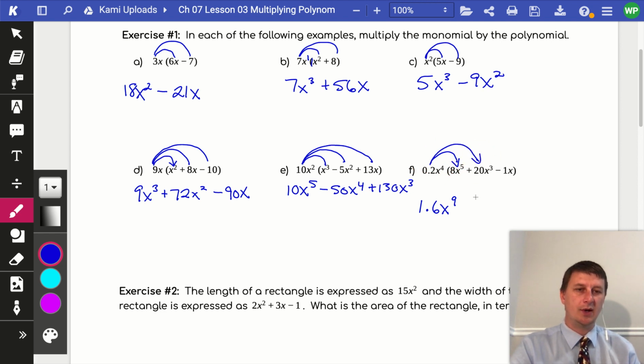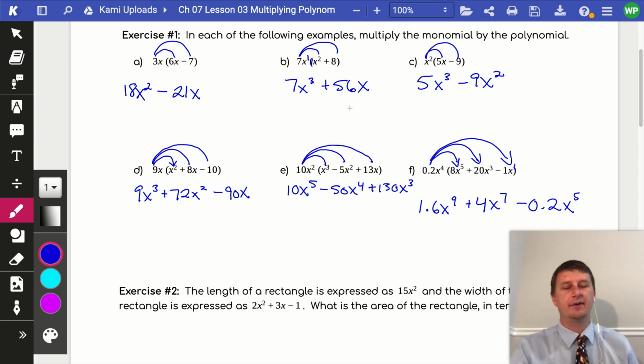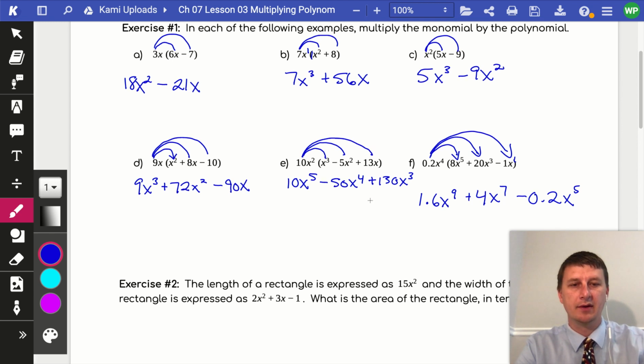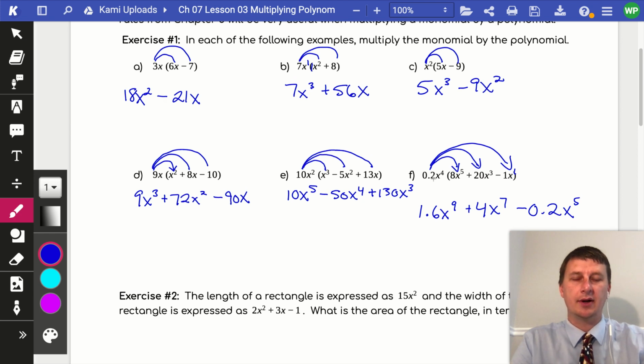0.2 times 20 is going to give me 4. x to the fourth times x to the third is going to give me x to the seventh. And finally, 0.2x to the fourth times negative 1x is going to give me negative 0.2, and x to the fourth times x is x to the 4 plus 1, and that's 5. So we should get 1.6x to the ninth plus 4x to the seventh minus 0.2x to the fifth for that exercise, part F.